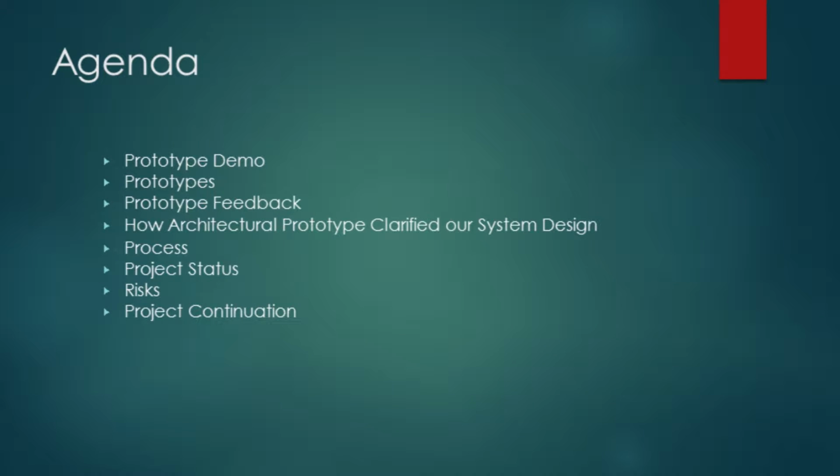The items on the agenda for this presentation include the prototype demo, the prototypes that were produced for the project, feedback on the prototypes, and how the architectural prototype helped clarify our system design. Also on the agenda are the processes used during the project, where the project stands currently, the risks involved in the project, and how we see the project continuing in the future.